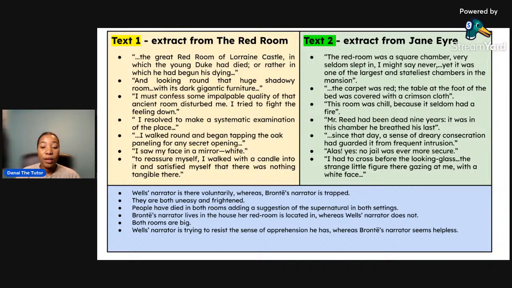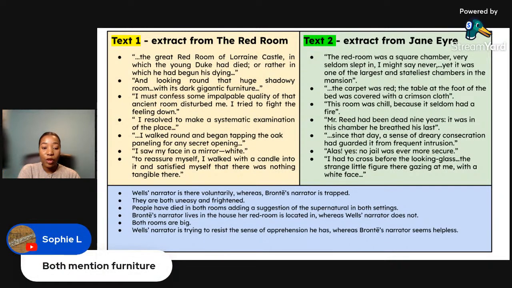The next one is both rooms are big. Okay, and Sophie, you mentioned the furniture within those rooms. So the grandeur of the rooms also plays a part in creating the maybe unsettling feelings within those rooms. Okay, the fact how big they are, how much is in those rooms. They're quite grand rooms.